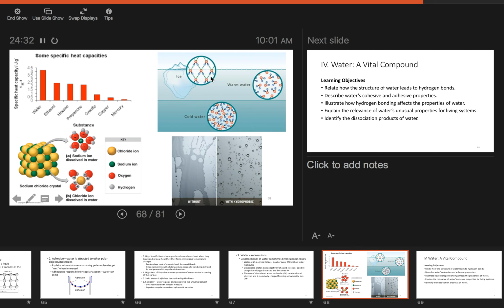Here's water forming that crystallized structure, nice, floats. Here's water breaking down ionic substances, and you can see that in these water molecules, the O negative is interacting with the positive ion, in this case sodium, and the hydrogens that are positive are hanging out with the chloride ion, which is negative.